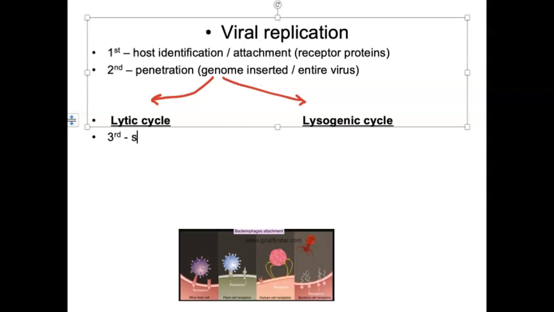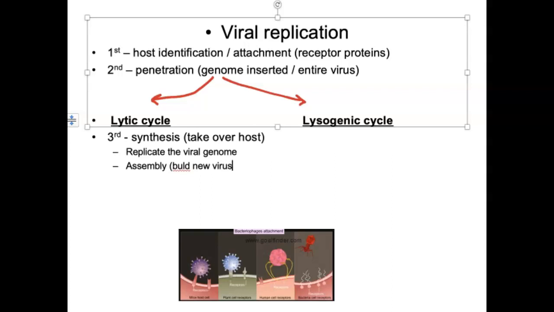So within the lytic cycle, what the virus will do here is the third step, which is synthesis, is going to take over the host cell and replicate the viral genome. So it just depends, like, okay, I need to make more viral particles. I'm going to use your ribosomes, your Golgis, your vesicles, all your structures, and I'm going to make new viral genomes and viral products, structures, etc. Once the virus has replicated the genome, it's basically going to build new viruses using the host machinery.